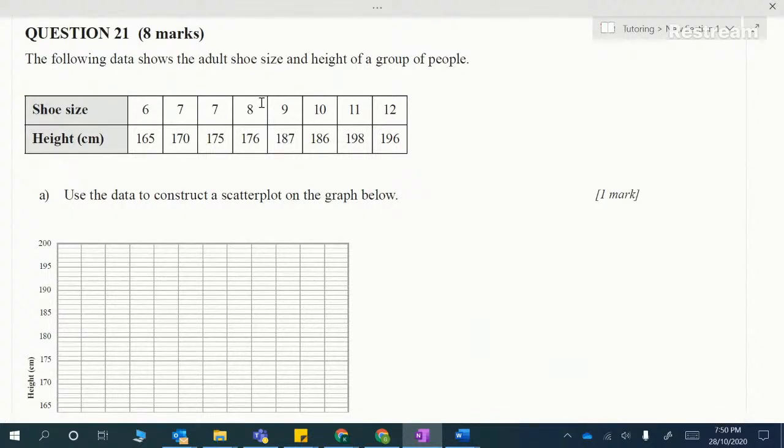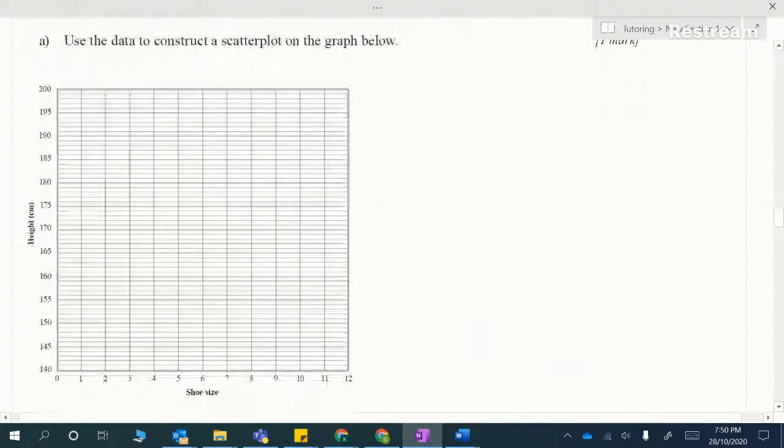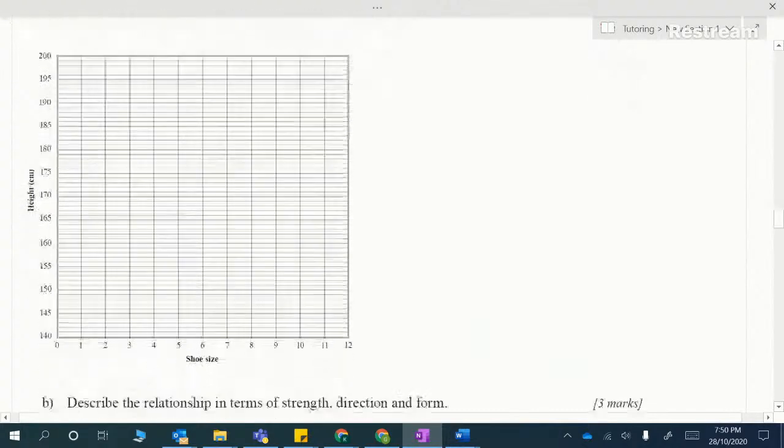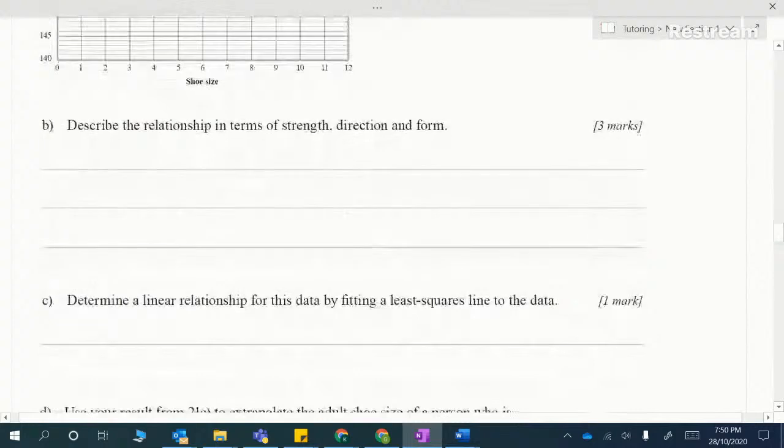linear relationship, least squares, line, things like that. Okay. So here's a question where you were given some data. This was on the mock. And they asked you to draw on the scatter plot, which was quite nice and easy. Now, the next question, no, wait, this one here, C. Determine a linear relationship for this data by fitting a least squares line.